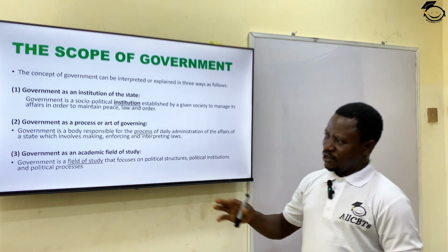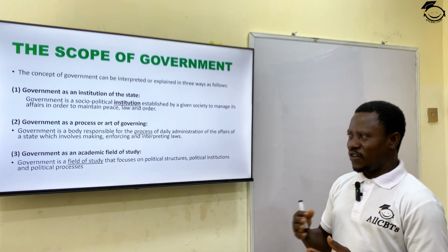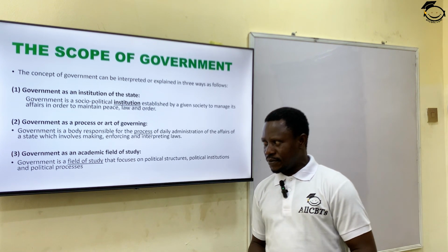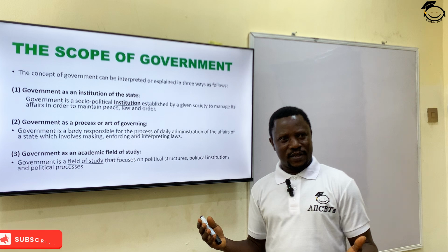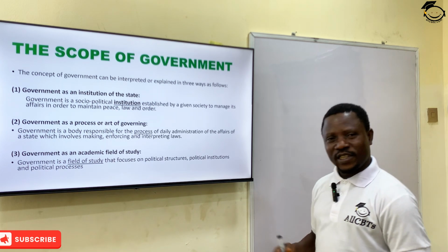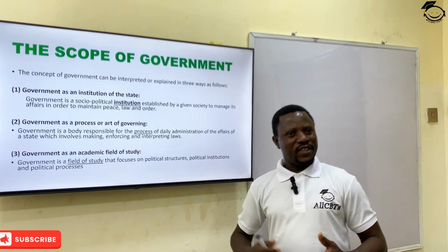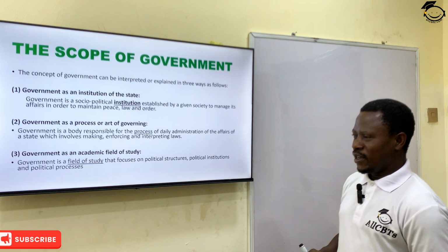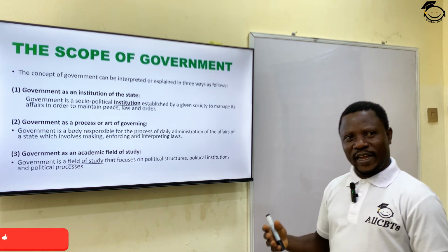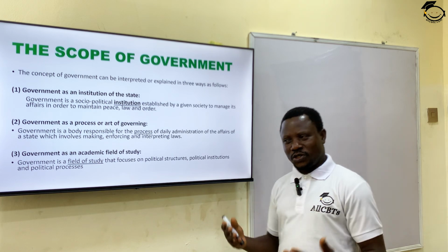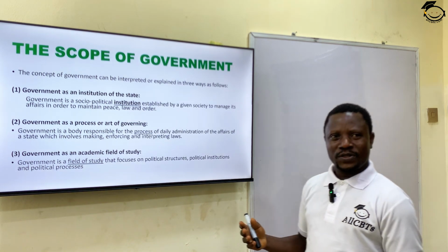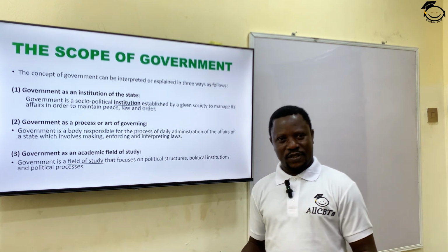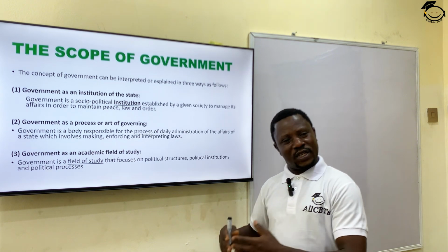In the last part of the scope of government, we have government as an academic field of study. What do we mean by this? We mean that government is a subject, a course of study. And when we study this course, what do we learn? We learn political structures, political institutions, and political processes. All these are taught in government.